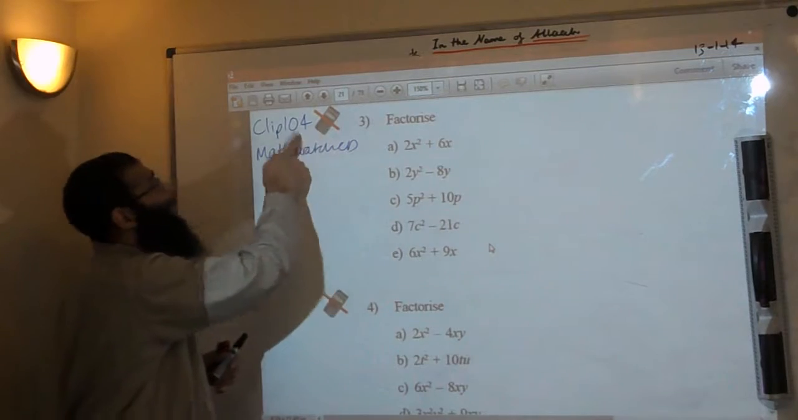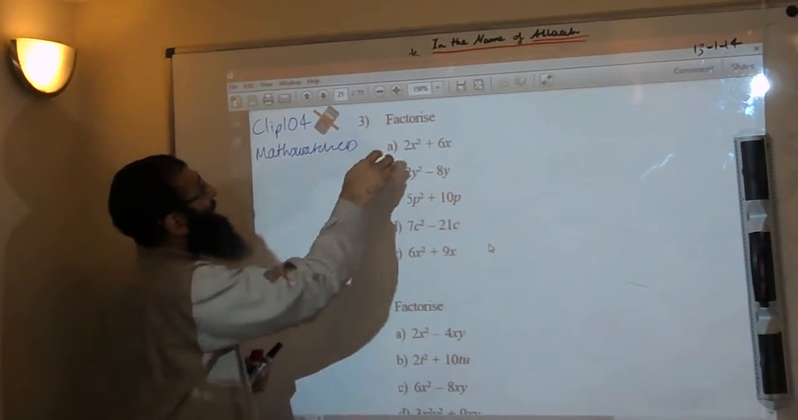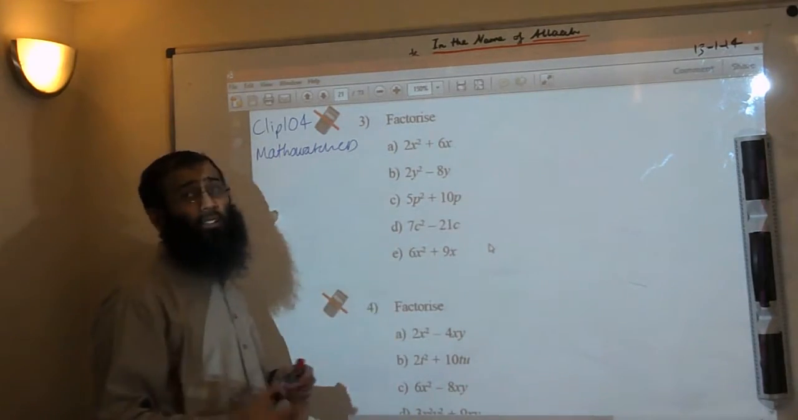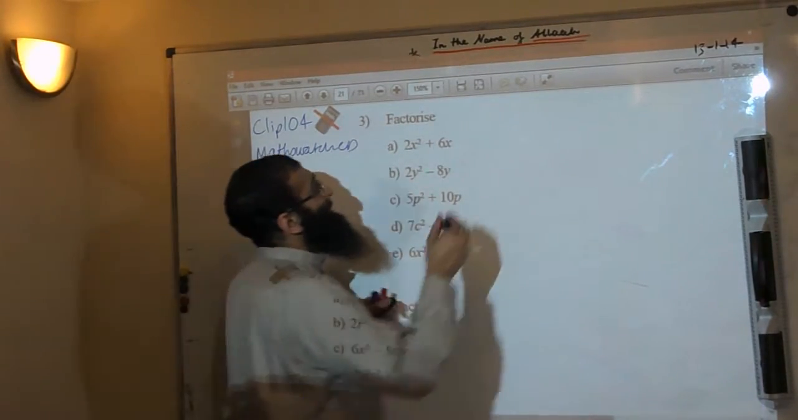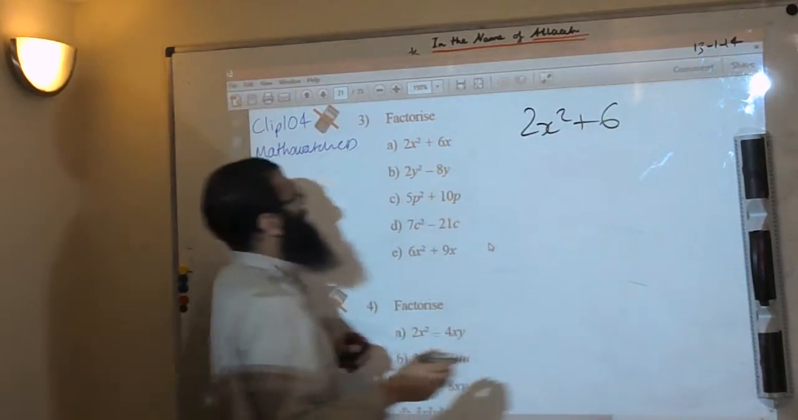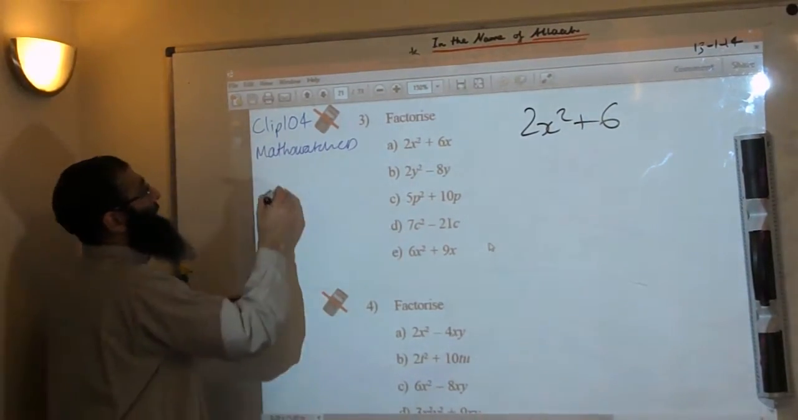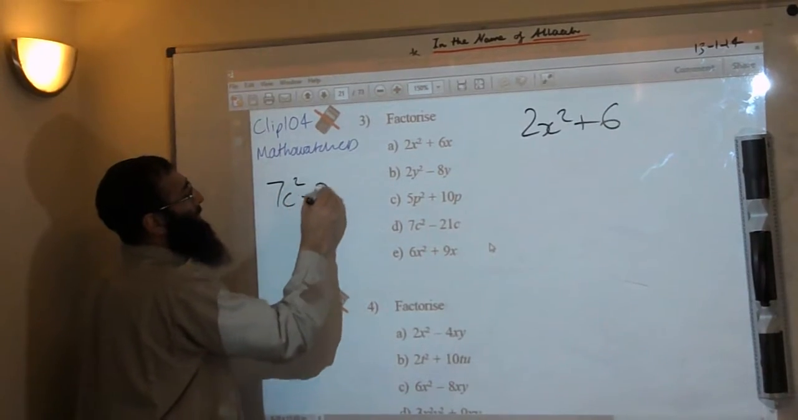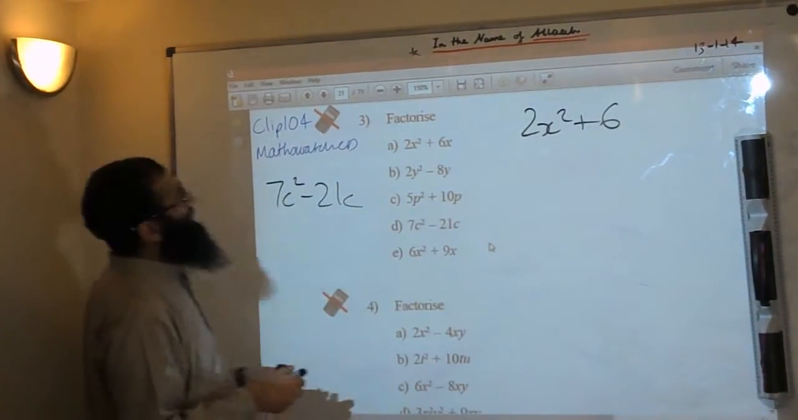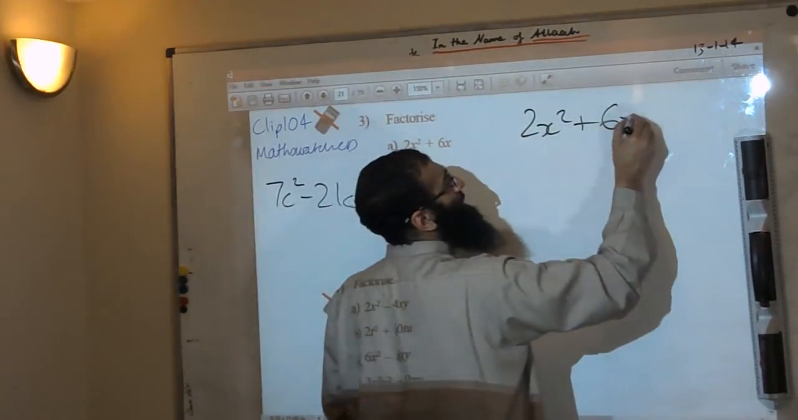Question number 3, clip 104, Maths Watch CD. And this is the grade C. So factorize by using common factors, 2x squared plus 6x. We're going to write this over here. And then we're going to do over here, on this side, 7c squared minus 21c. So let's have a look at this. So, I've missed something out.